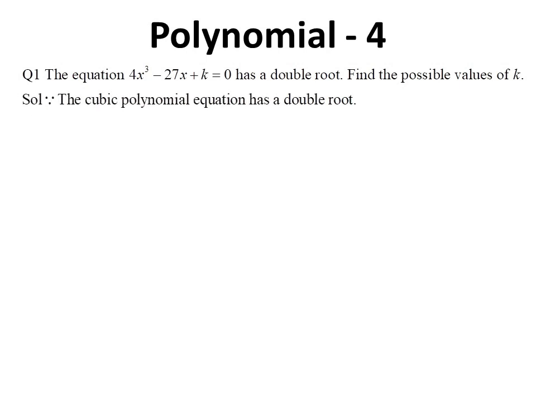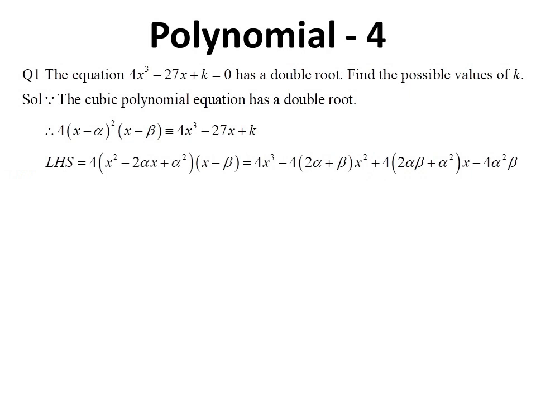Since the cubic polynomial equation has a double root, we assume that alpha is the double root and the other root is beta. The expression of 4 times (x minus alpha) squared multiplied by (x minus beta) is equivalent to the cubic polynomial. Let's now expand the left hand side of the equation.